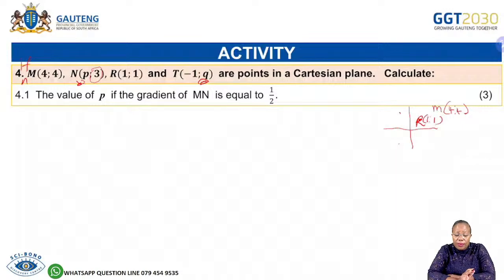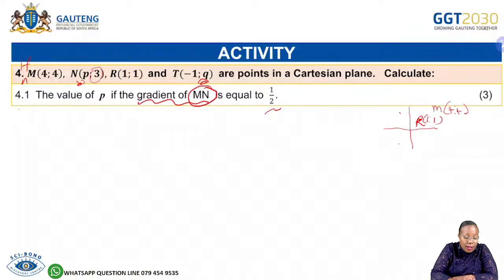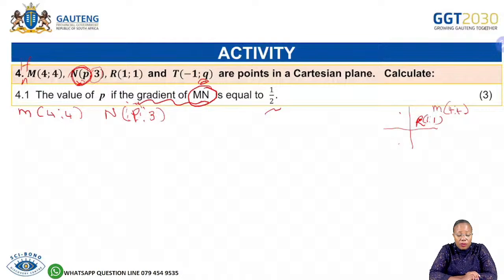Right, but they all fall in a Cartesian plane, and they say calculate the value of p given the condition that the gradient of MN is equal to a half. That is your starting point. So now that means we are relying on M and N. M is (4; 4), and then N is (p; 3). Why MN? So that you can find that p now, the p that lies on N.